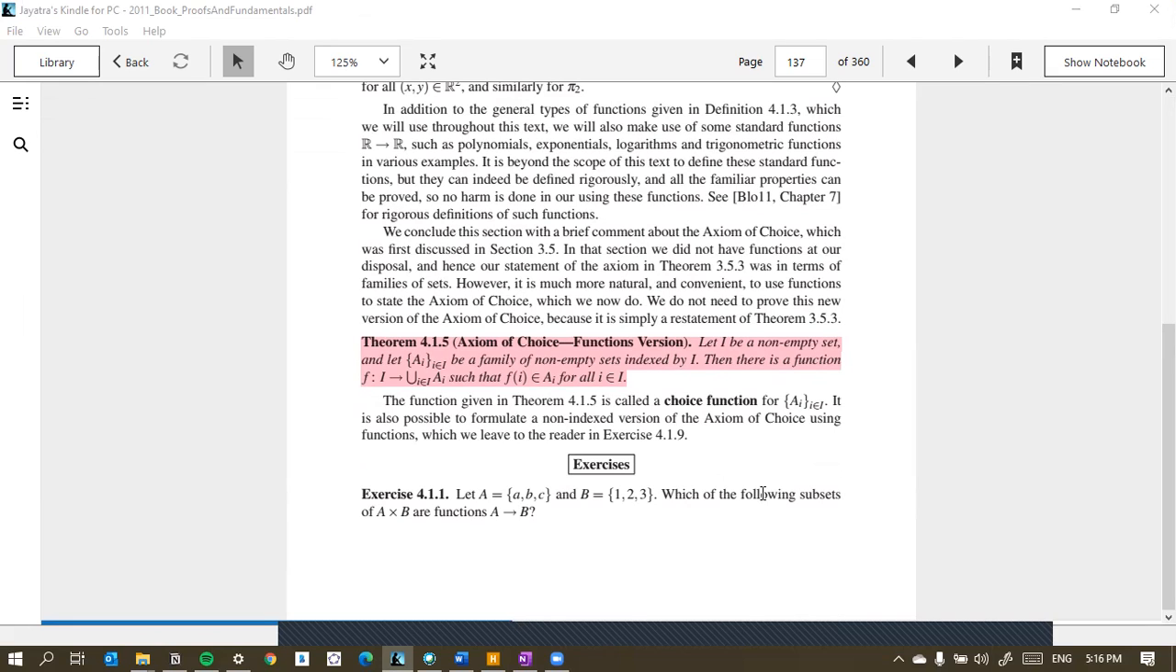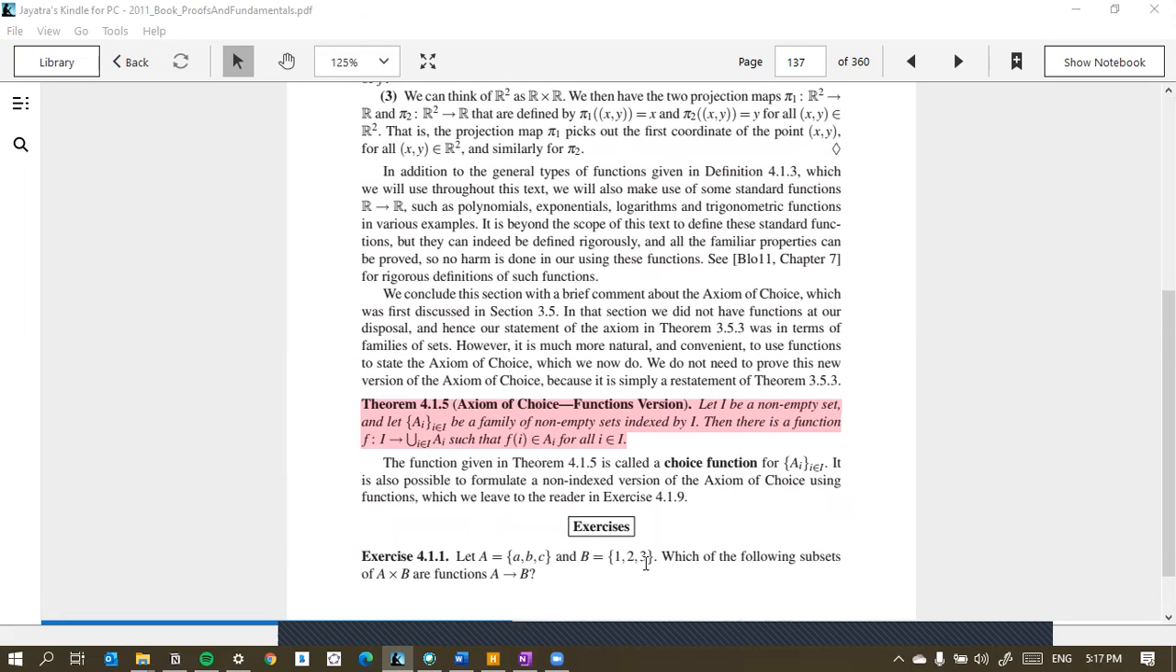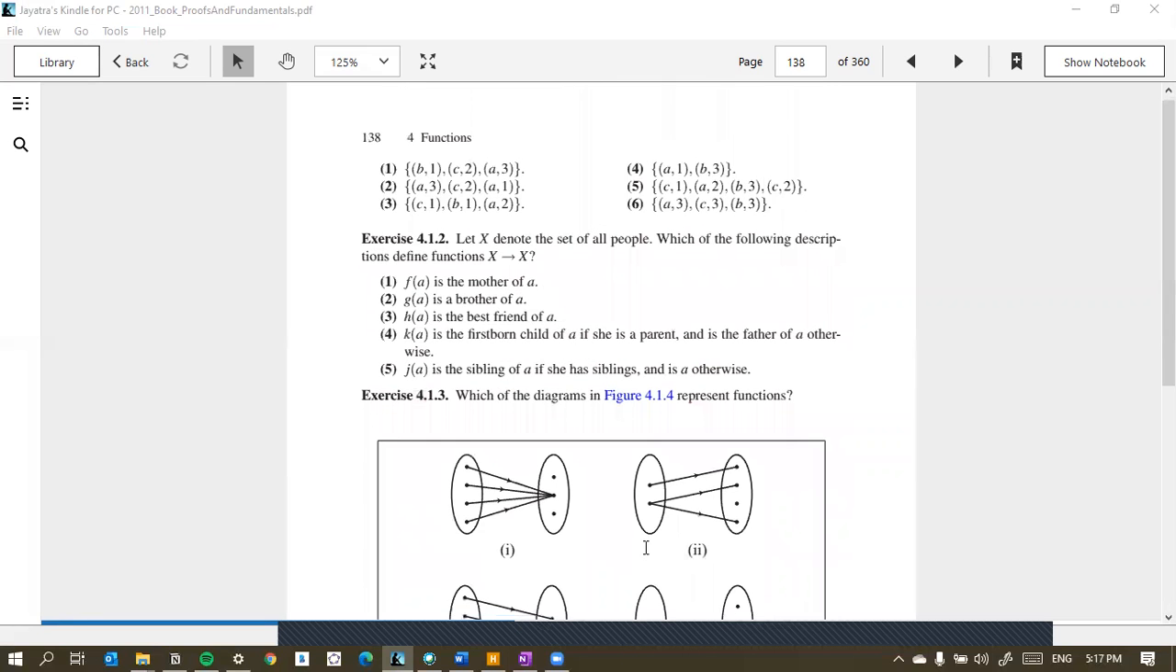So let A be equal to {a, b, c}, B be equal to {1, 2, 3}. Which of the following subsets of A cross B are functions A to B? So now you tell me. So it's 1, 2, 3, and a, b, c. So A is this, B is this. And we have (b,1), (c,2), (a,3).